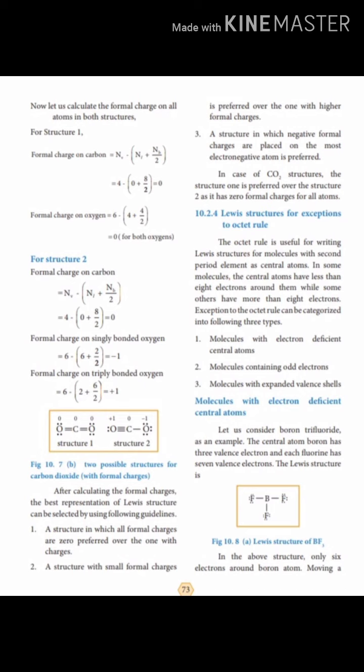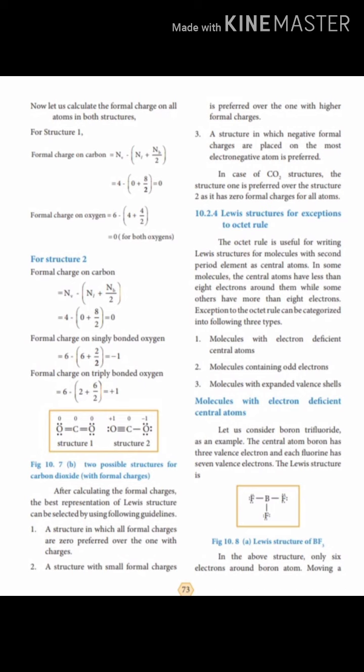Now the exceptions to the octet rule. The exceptions to the octet rule can be categorized into three types. The first: molecules with electron deficient central atoms. The second: molecules containing odd electrons. The third: molecules with expanded valence shells. First, let us discuss molecules with electron deficient central atoms.